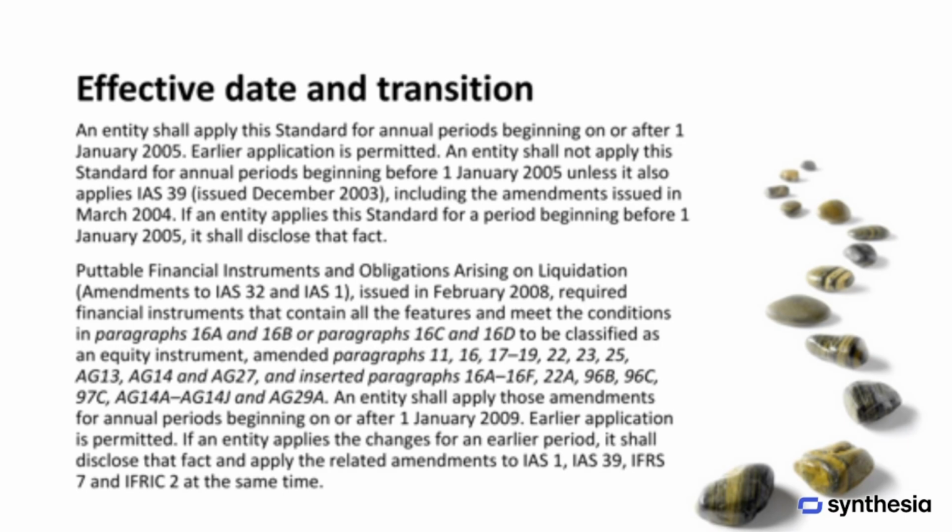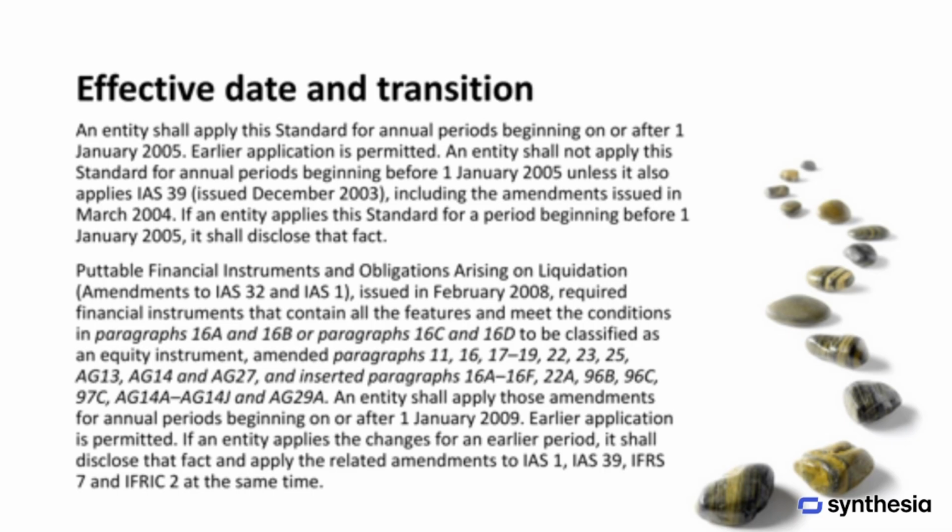The standard must be applied by entities for annual periods starting on or after January 1, 2005, although earlier application is allowed. However, an entity cannot apply the standard to periods beginning before January 1st, 2005, unless it also applies IAS 39, including the amendments issued in March 2004. If an entity chooses to apply this standard for an earlier period, it must disclose that fact.